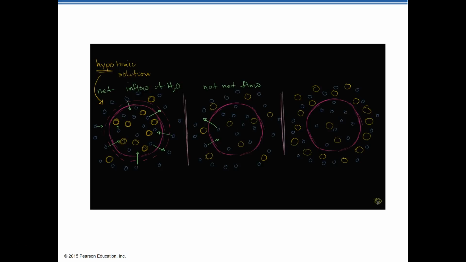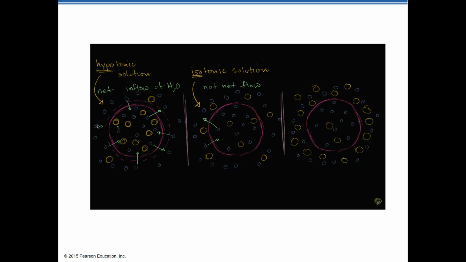And this type of solution, where you have the same concentration of solute in the solution as you do inside the cell, we would call this an isotonic solution. Isotonic solution. And the prefix iso refers to things that are the same. It has the same concentration of solute. And so you have no net inflow.